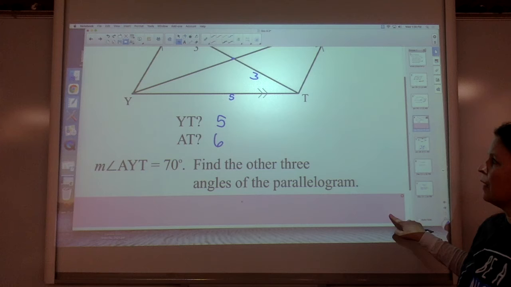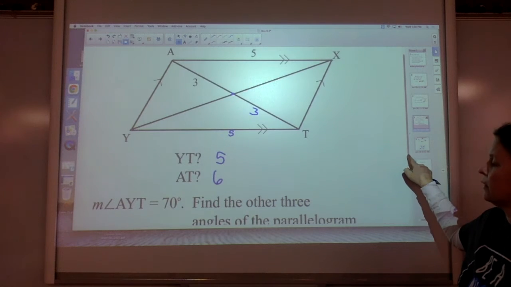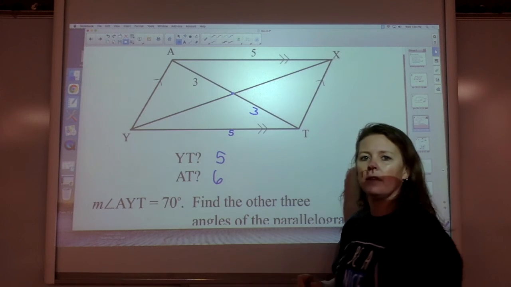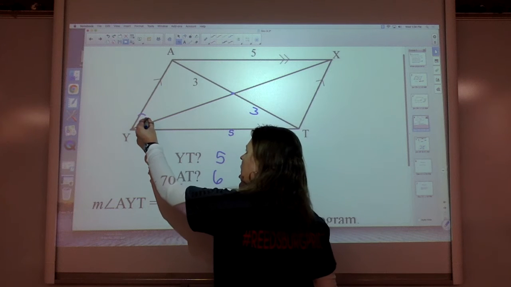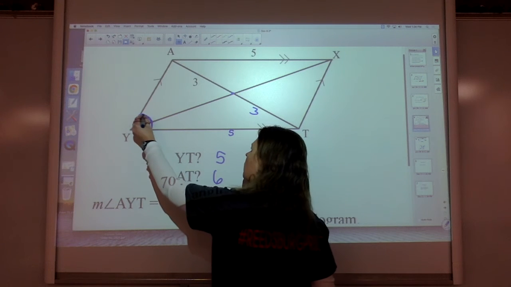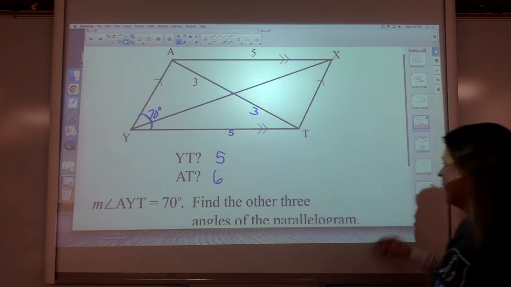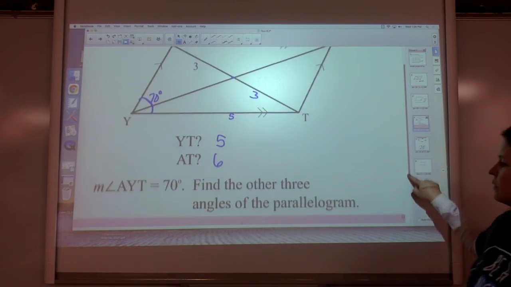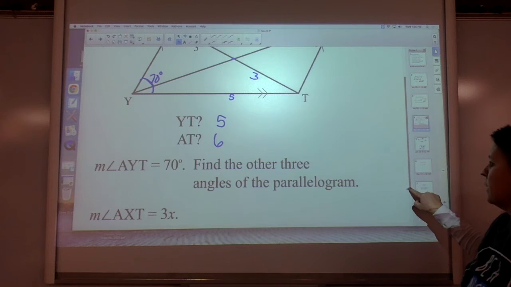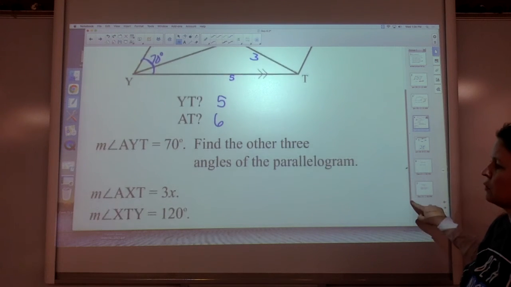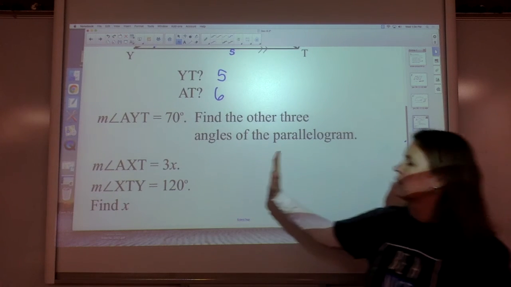If the measure of angle AYT is 70 degrees, so we're going to make this mark, which means all the way across, all of there, is 70 degrees. Find the other 3 angles of the parallelogram. The other 3 angles of the parallelogram, which means we have to name them separate from this.